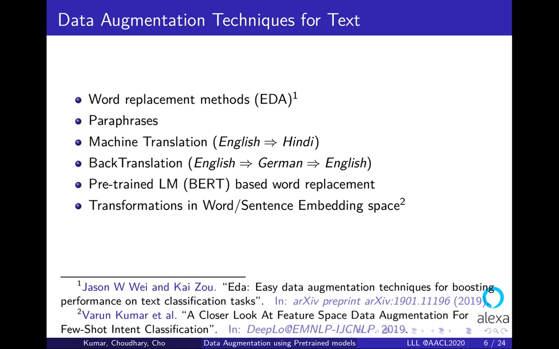Another popular method for data augmentation is pre-trained language model-based word replacement, where we mask certain words and predict the replacement of those words. While not discussed in this particular paper, we can also apply various kinds of transformations in the sentence or word embedding space. In this particular paper, we will only discuss text space.